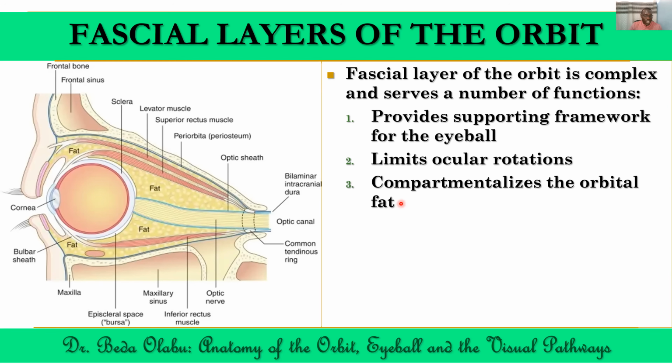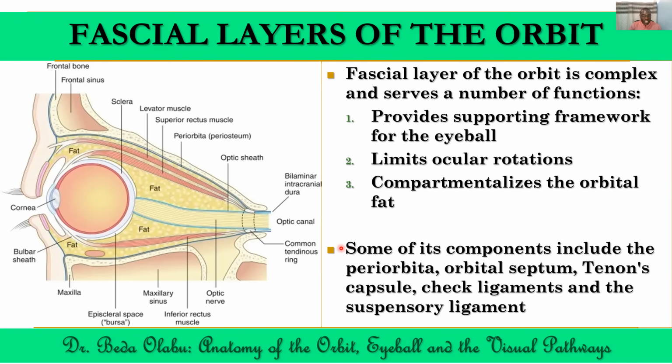Well, the fascial layers of the orbit also put into compartments the fat of the orbit, orbital fat. Some of its components are named. They include the following. So there is what you call the periorbita. We'll look at it. This is what you call the orbital septum. We'll also look at it. We have what you call the Tenon's capsule, or the fascial sheath of the eyeball. We look at it. We have the check ligaments, and we have the suspensory ligaments of Lockwood. We look at all of them. There are still others that we want to look at.